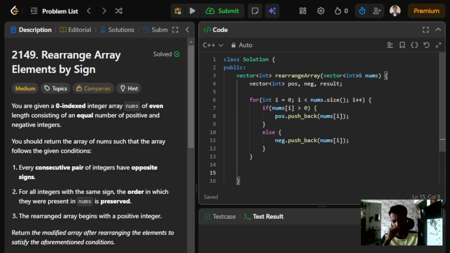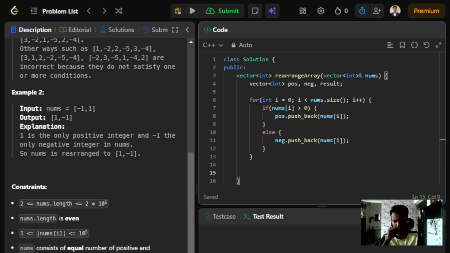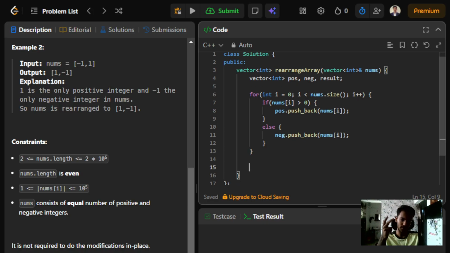And then, one observation that I didn't tell you guys is every pair of integers has opposite sign. Somewhere in there it is said that there are an equal number of positive and negative integers. So the size of positive and negative, both the arrays, will be same. That is an important observation for my solution.